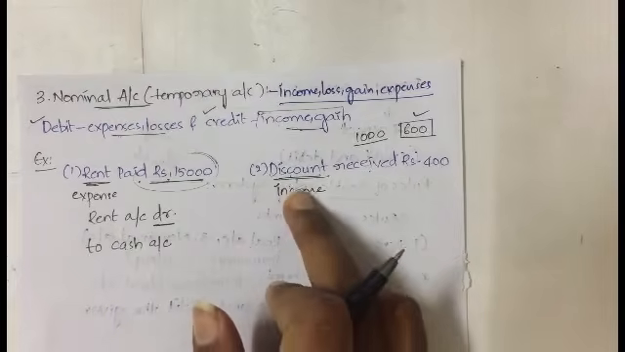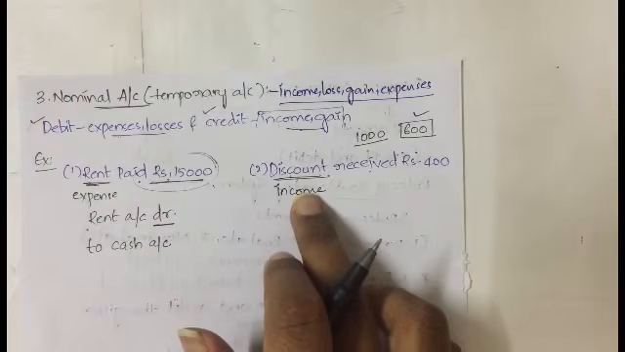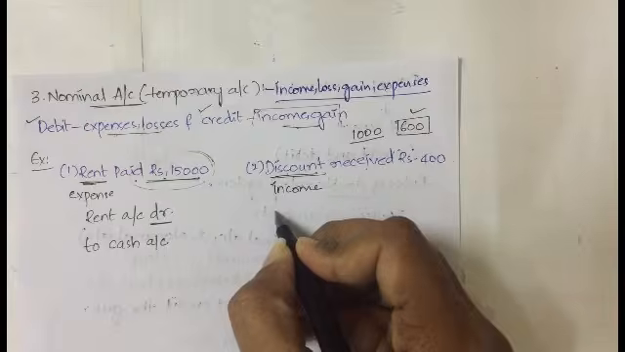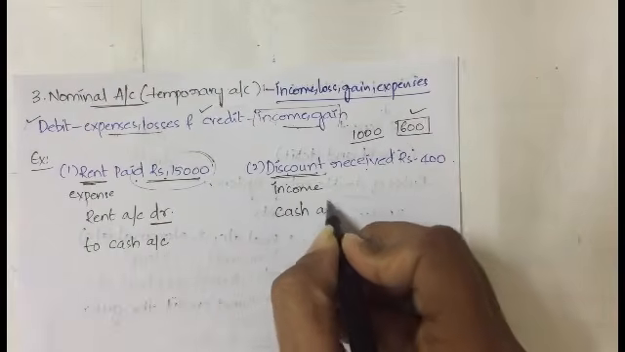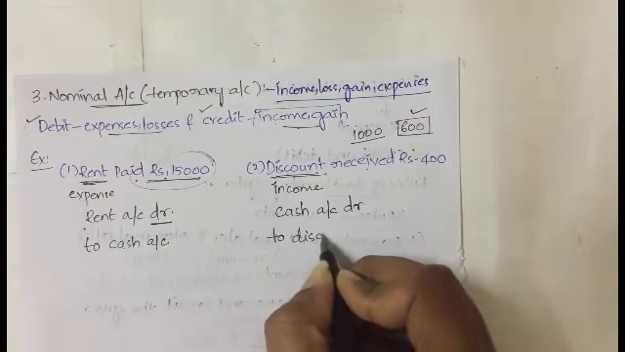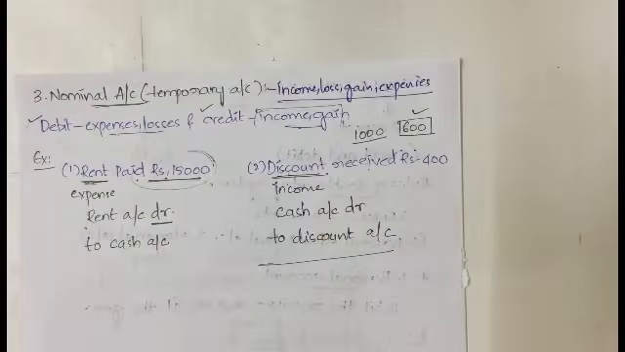So as this is income, that has to be credited. If your income is to be credited, then what has to be debited? The cash has to be debited, right? So cash account debtor to discount account. Okay, this is how you have to write the journal for this.